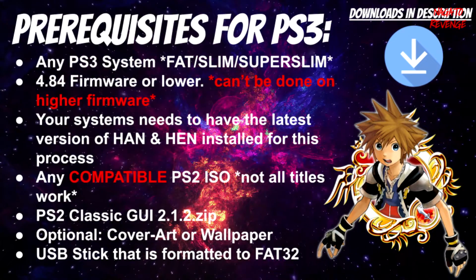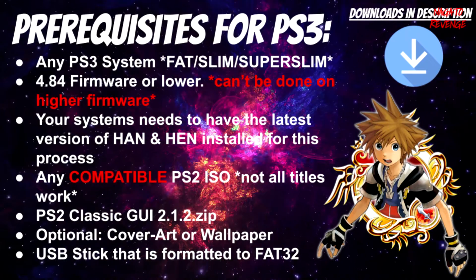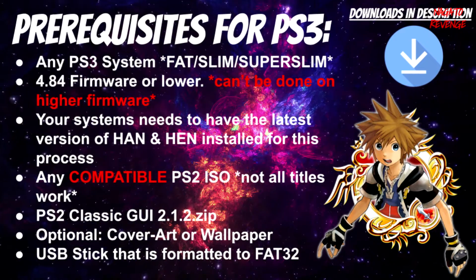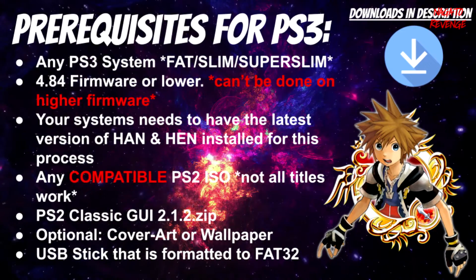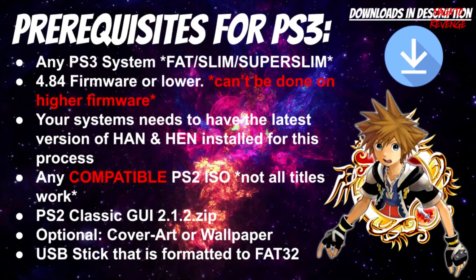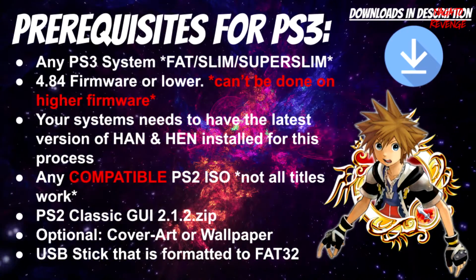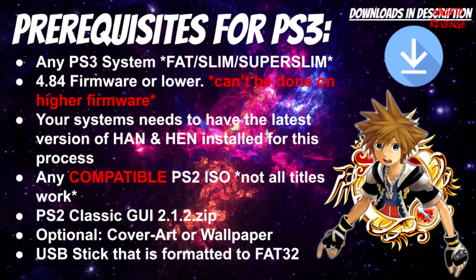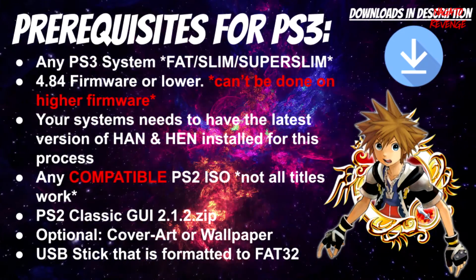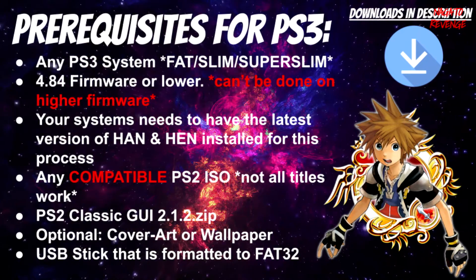Of course, you need the PlayStation 2 Classic GUI 2.1.2.zip. This program will allow us to take our ISO files and encrypt them as PKGs, and that's the whole process. We're basically going to take our ISOs and put them as PKGs onto our PS3s. If you had a custom firmware PS3, you could just dump the ISO itself into a certain folder and it will play. But HEN systems need that extra step of converting those ISOs into encrypted PKG files.